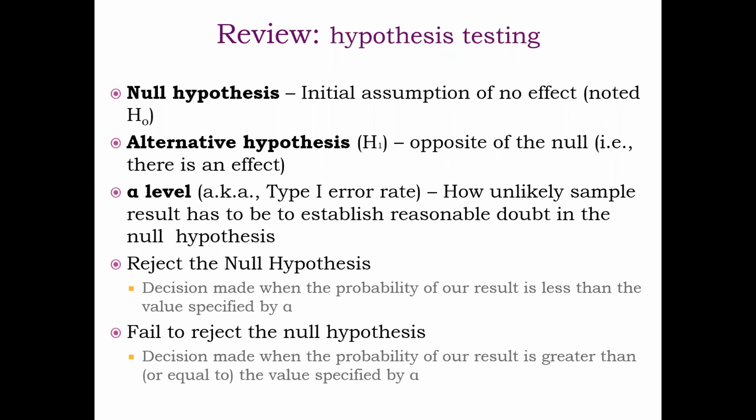Alpha level, which we must set before beginning our data collection. That's our type 1 error rate. This is how unlikely a sample result has to be to establish reasonable doubt about the null hypothesis. And then we have two options for our statistical decision-making process. We reject the null when the probability of obtaining our result given the null hypothesis is less than alpha, or we can fail to reject. That's when the probability of results is greater than or equal to the value specified by our alpha level. So the results would not be surprising enough if the null were true.